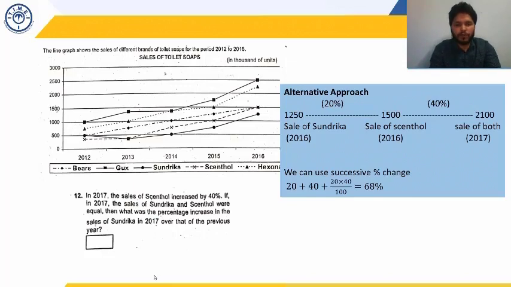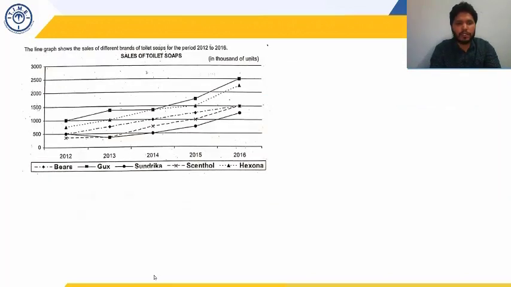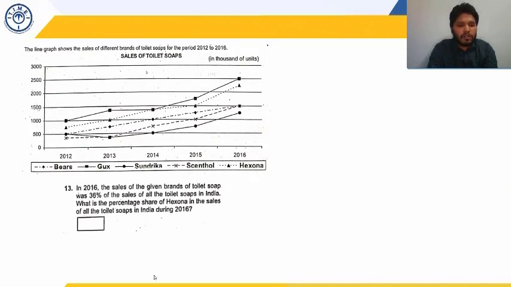Okay, so let's move on to next question, which is question number 13. Let's read this question once. In 2016, the sales of given brands of toilet soap was 36% of the sales of all the toilet soaps in India. What is the percentage share of Rexona in the sales of all the toilet soaps in India during 2016? Okay. So in 2016, the sales of given brands of toilet soap was 36% of the sales of all the toilet soaps in India.